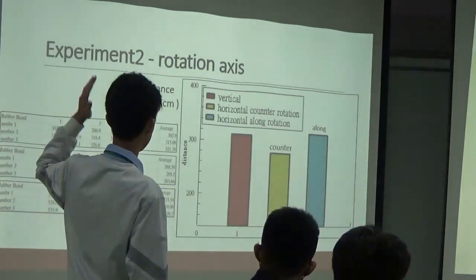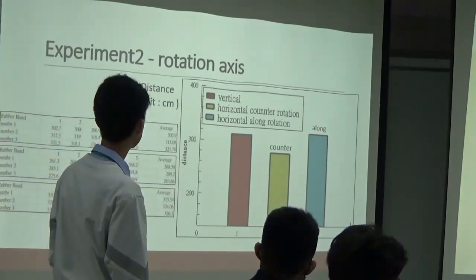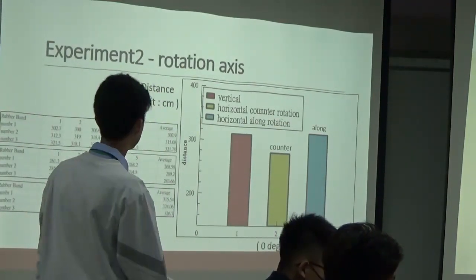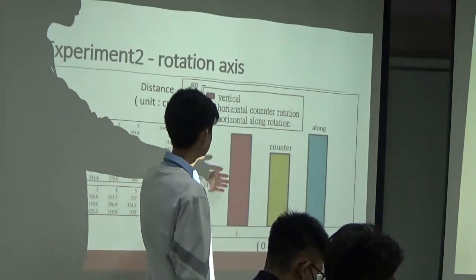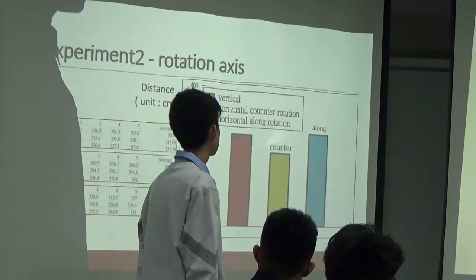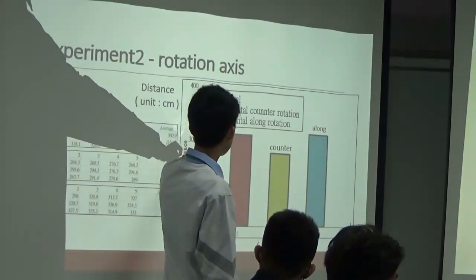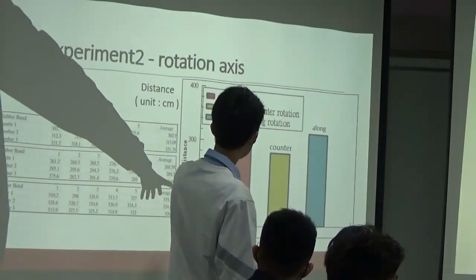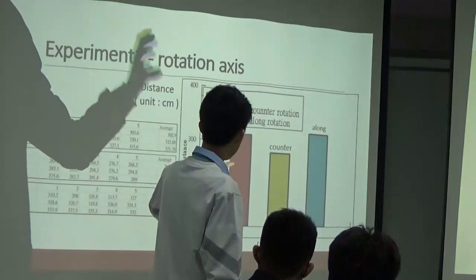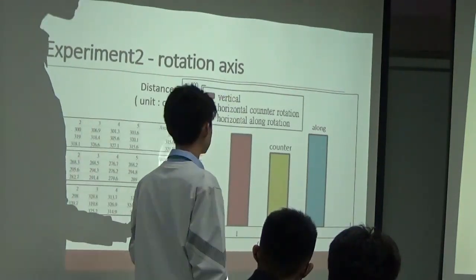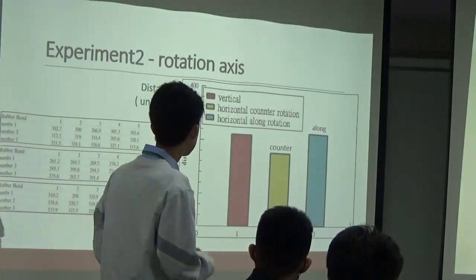So I will use the last paper, and my experience too. The rotation axis, you can see, is the vertical axis, like this red one, and it's between the along and counter rotation. I find in this picture that the counter rotation with a horizontal axis is too close, so I want to find out why.